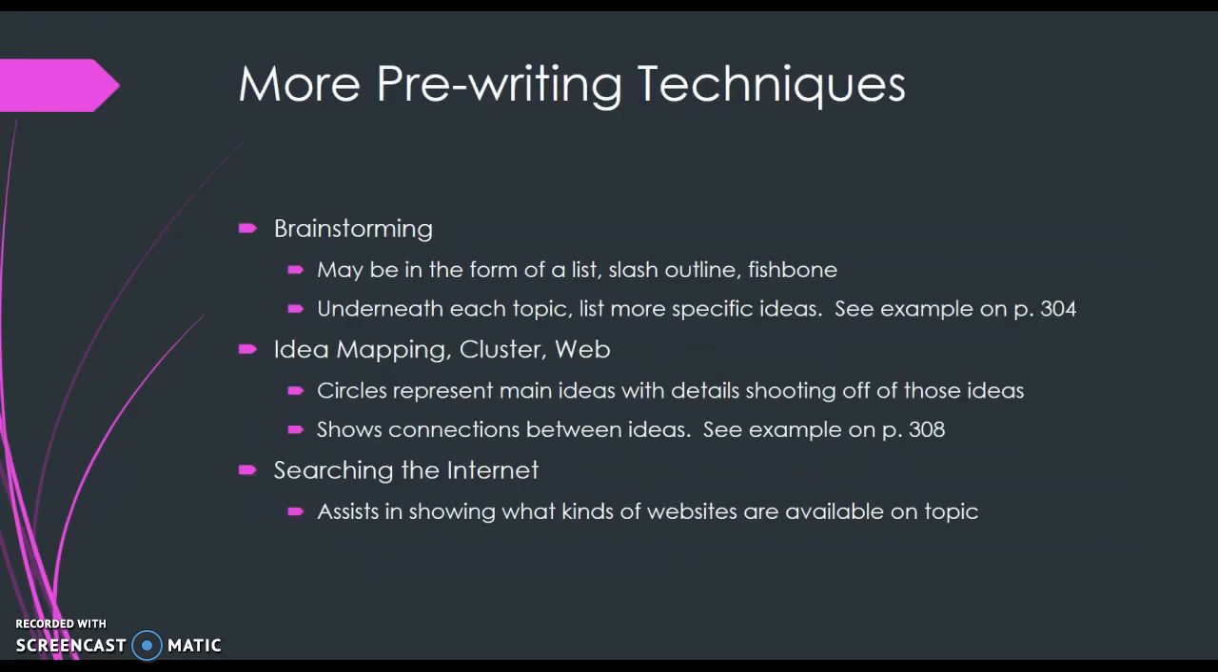Other pre-writing techniques: you can brainstorm away. I really suggest that whatever you're doing for pre-writing, you're doing something. You can write on a napkin. You can do a brainstorm. It could be in the form of a list, a slashed outline, or a fishbone. You can check those ideas out if you want to. But really, brainstorming is just a matter of getting your ideas out.